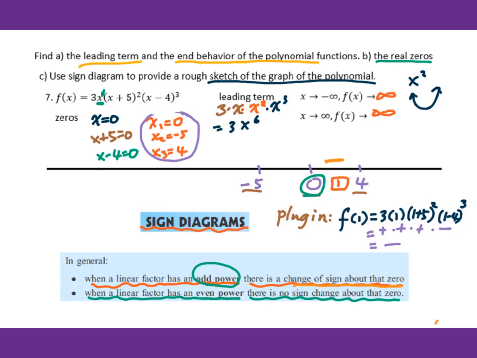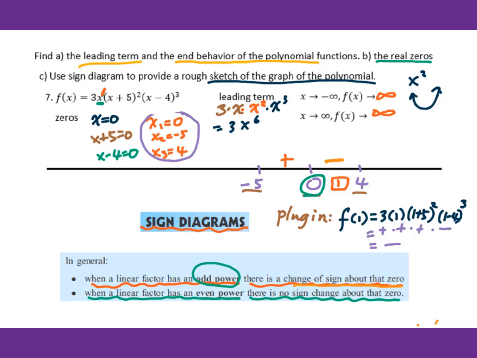That means for this 0, the signs of the 2 neighbor intervals are opposite. Therefore, we change the sign. This part is positive, because that is to the first power. If it's to the first power, we also call it a single factor. Single factor definitely changes the sign.